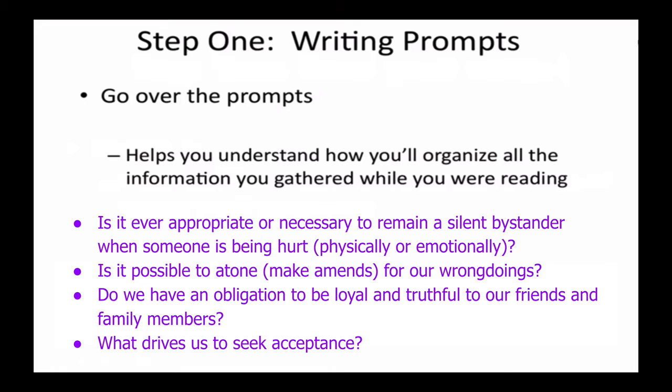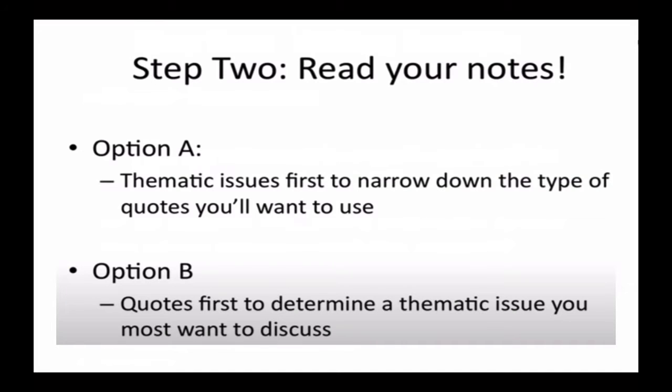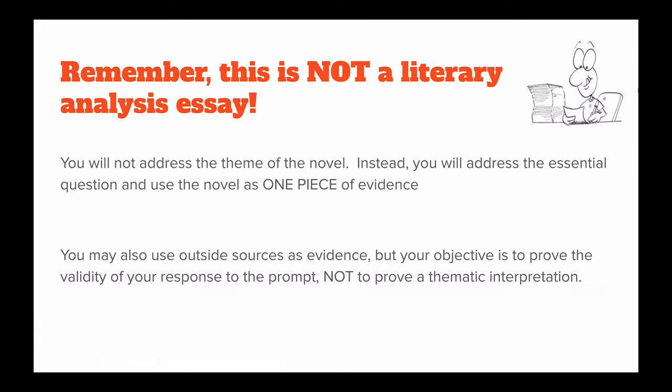Understanding those prompts helps you to understand how you're going to organize all the information that you were gathering while you were reading, and this is where those evidence logs really begin to come in handy. The transitioning screencast then talked about reading your notes, and the idea that you have two ways to figure out what you're going to write about. Option A is to think about your thematic issues first in order to narrow down the type of quotes you'll want to use, and then go out and find those quotes. Option B is if you don't know what the thematic issues are, then it's entirely reasonable to look at your quotes first and use those quotes to help you determine a thematic issue that you most want to discuss.